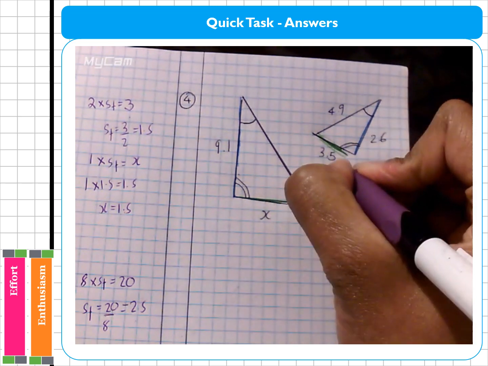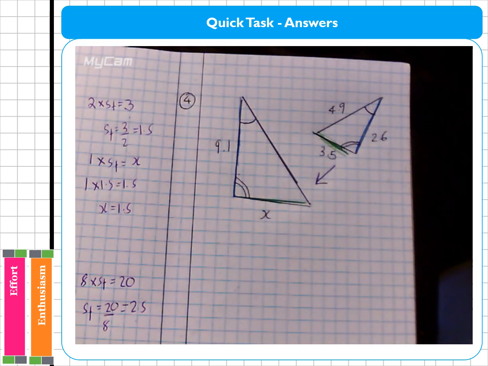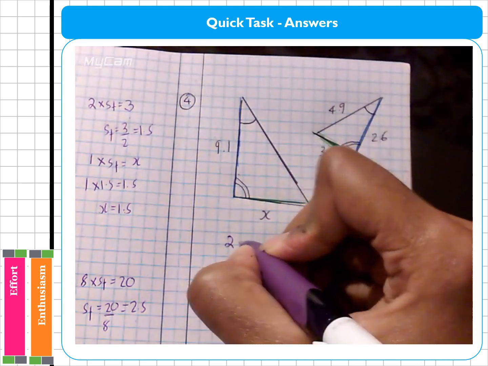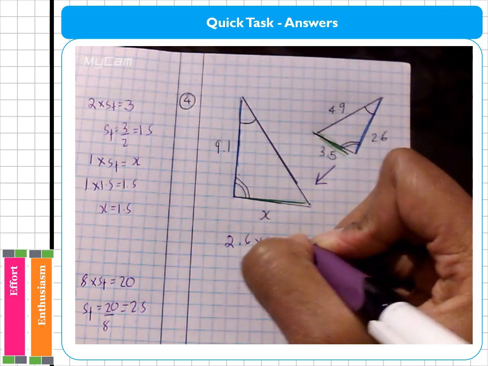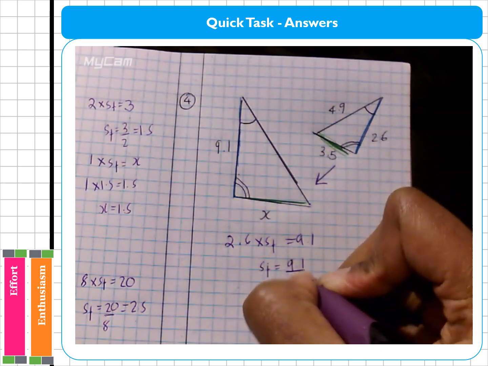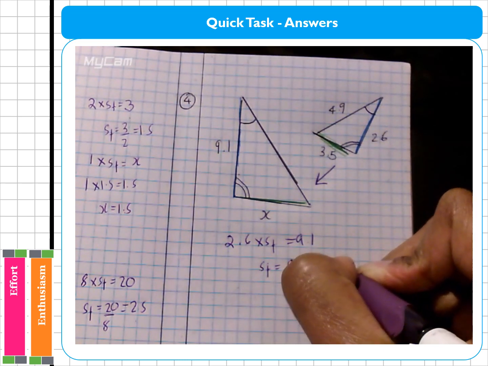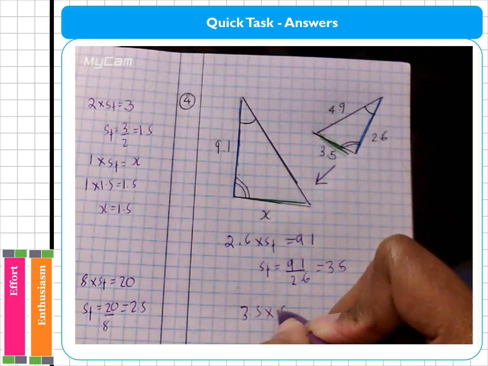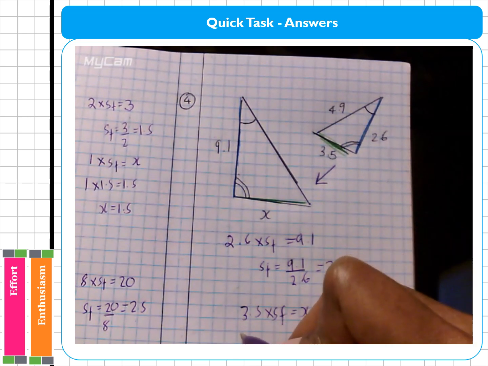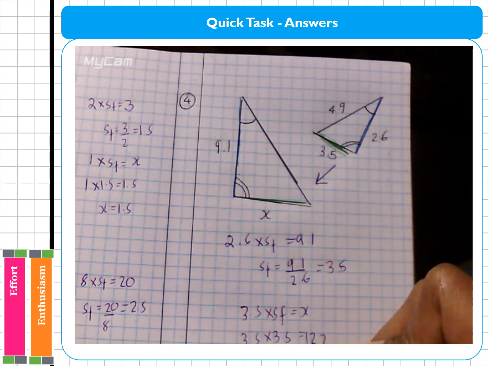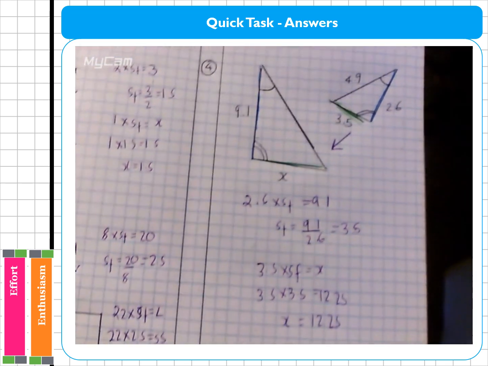Having a look, my missing side is here, which means I want my scale factor to go this way. I've got my matching side, which is blue, so setting up my question, I know I've got 2.6 times the scale factor gives me 9.1. My scale factor is therefore 9.1 divided by 2.6, which gives me an answer of 3.5. 3.5 times my scale factor has to give me x. 3.5 times 3.5 is 12.25, which therefore means that x is equal to 12.25.